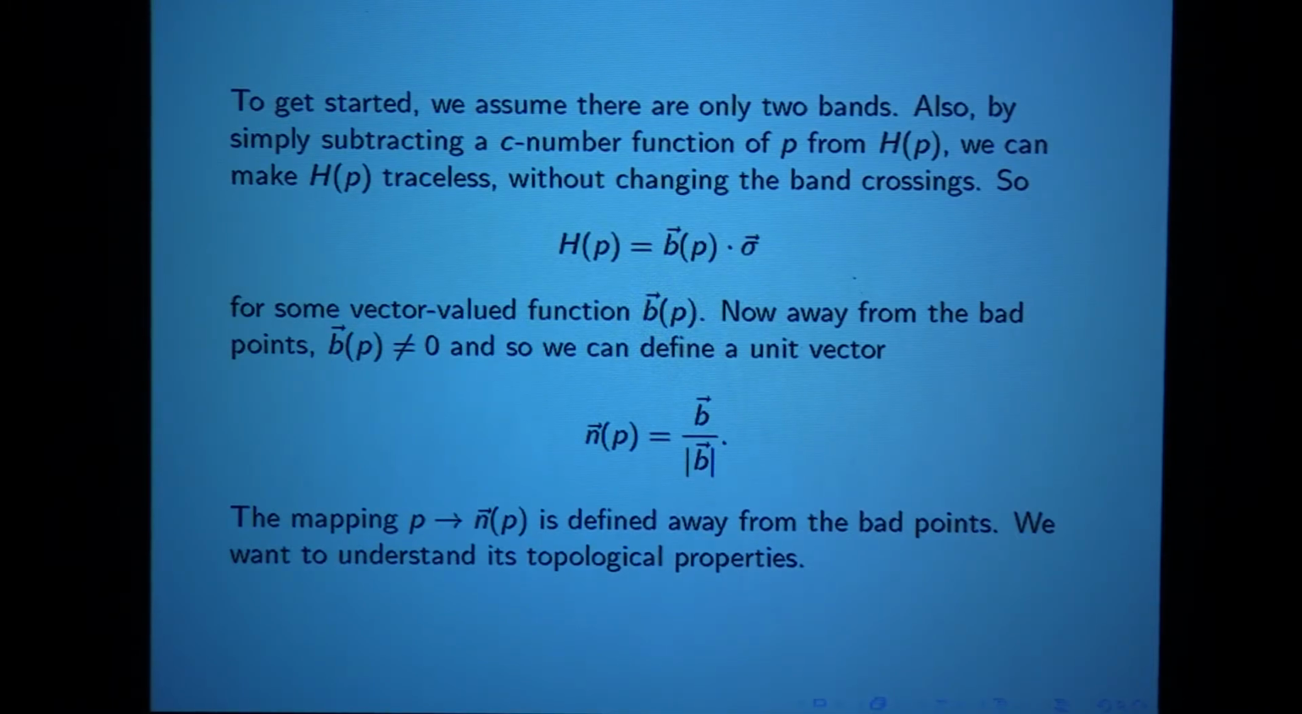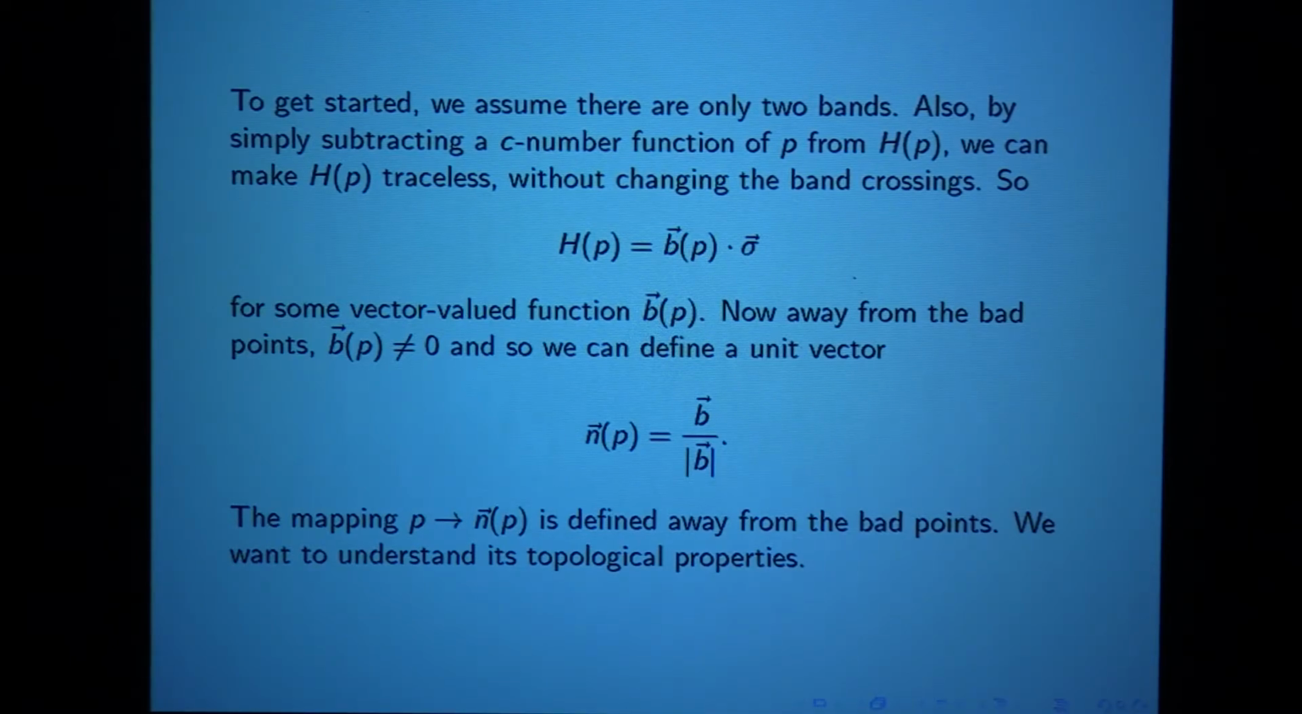P is a function on a torus, the Brillouin zone. B of p is a 3-component function. It does not have the geometrical interpretation you're asking for. B of p is simply a 3-component function on the torus. So the sigma matrices act on a 2-dimensional space of quantum mechanical states that we haven't given any particular physical interpretation to. We're just studying a system of 2 bands about which I'm telling you nothing else.